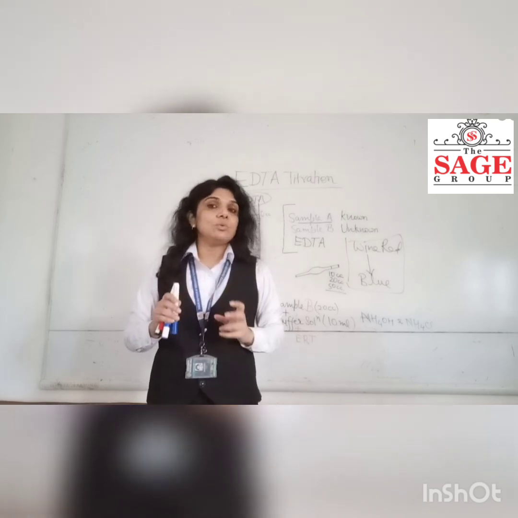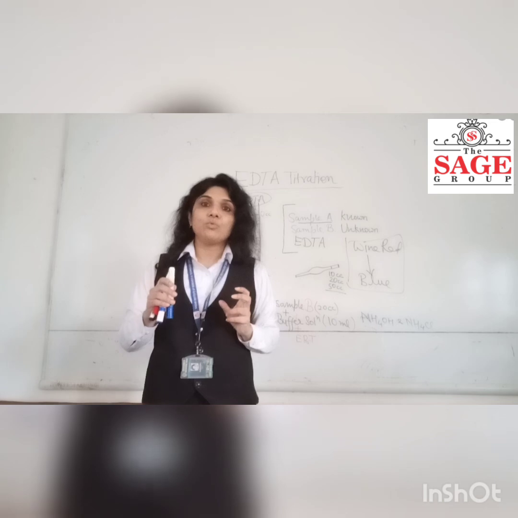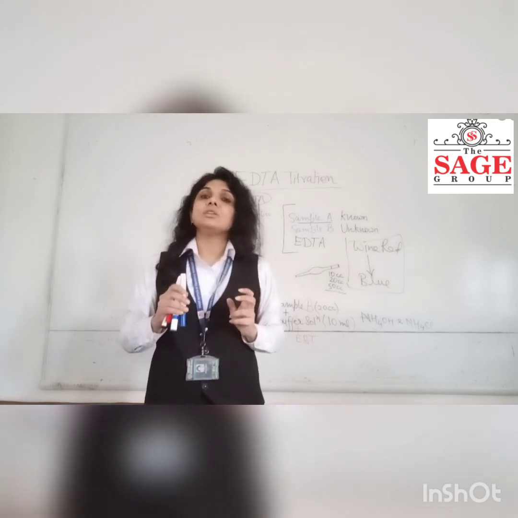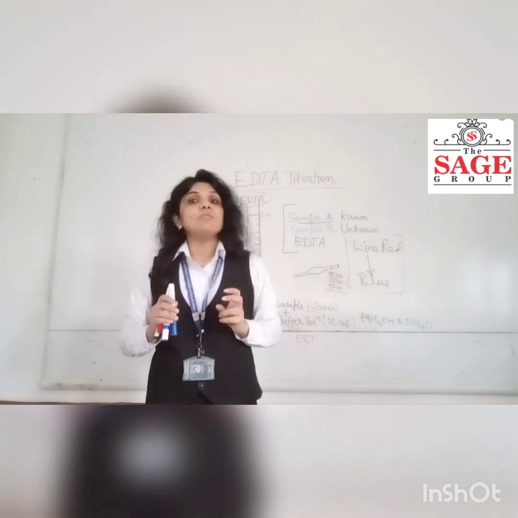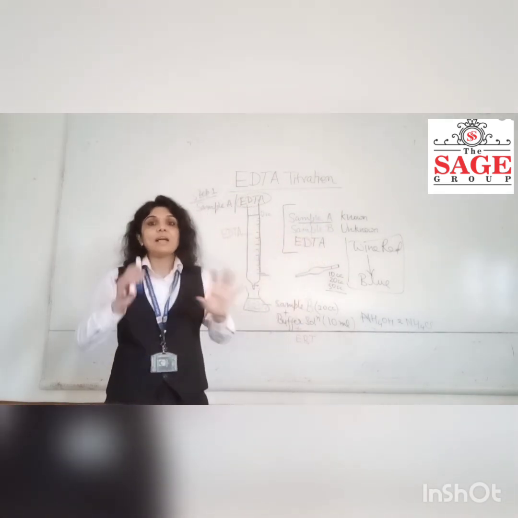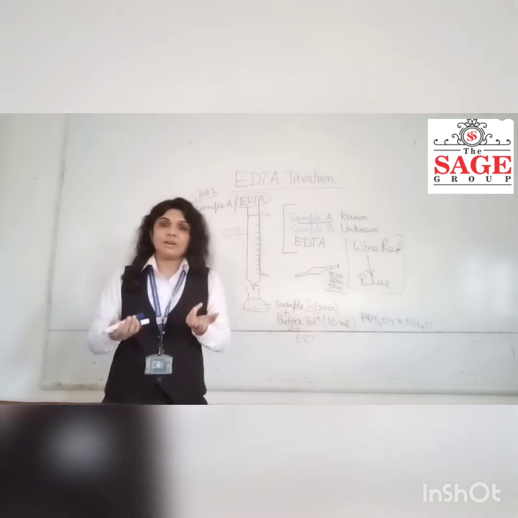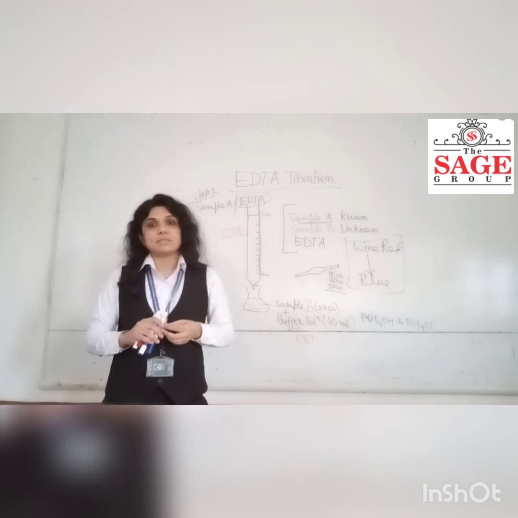So this was only the process. In our next video we will be discussing how to find out the hardness by using the formula N1V1 = N2V2, and we will see the chemistry behind these color changes also: why the color changes to wine red, and then why it changes to blue.